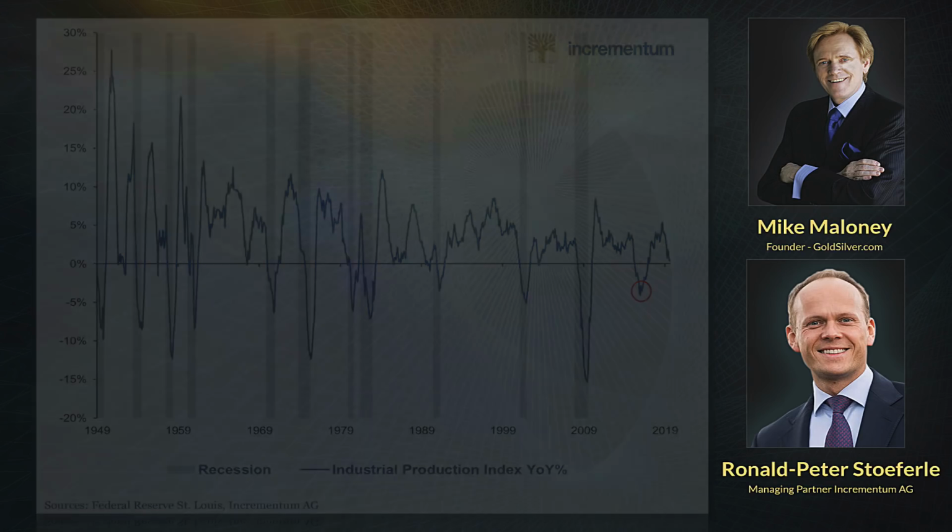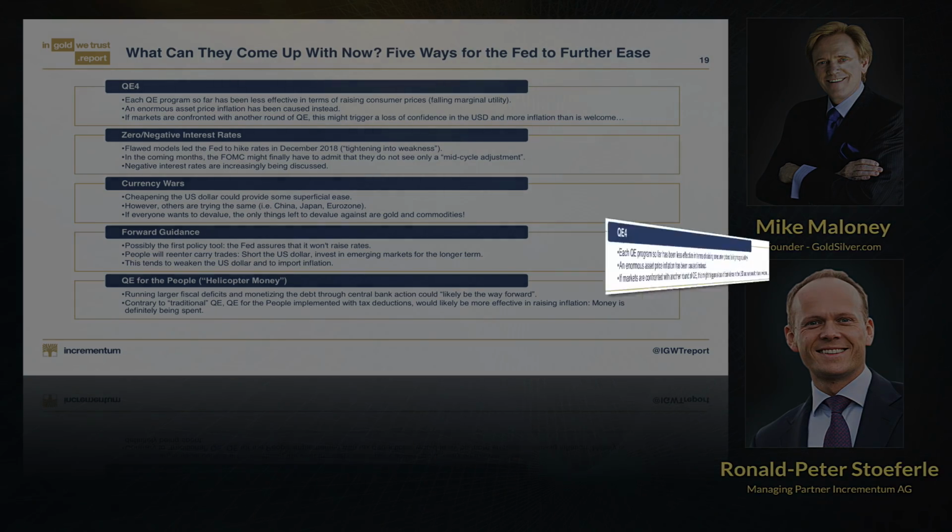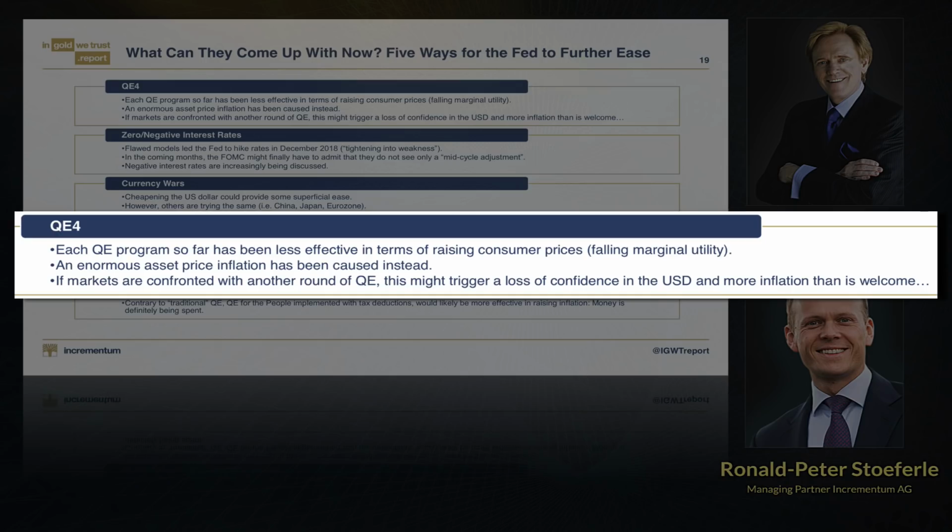Yeah, so I want to go to page 19, where you've got sort of a synopsis of what can they do. You've got QE4, negative rates, currency wars, forward guidance, QE for the people. So can you run through these a little bit and touch on each one of these and give us your perspective on it? Yeah, of course. I mean, we have seen recently that actually the balance sheet of the Federal Reserve rose, I think, by more than 200 billion.